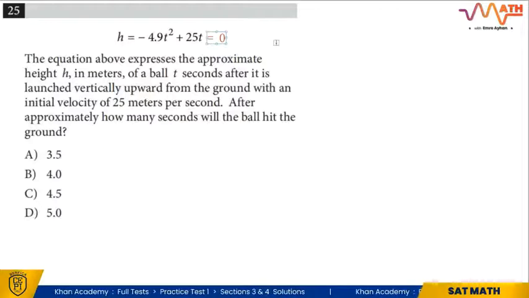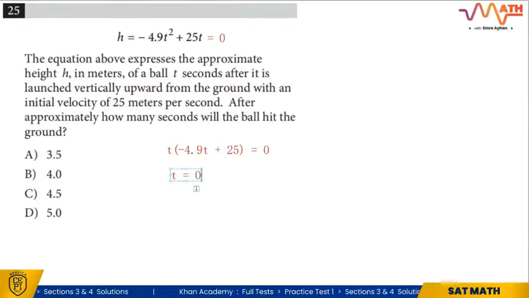To solve this, we can factor out t. So it will be in this form: t times (-4.90t + 25) is equal to 0. Here we can easily say t is equal to 0, but that cannot be, because t equal to 0 means the movement didn't start. So then the other option will be our answer. Negative 4.90t plus 25 is 0.